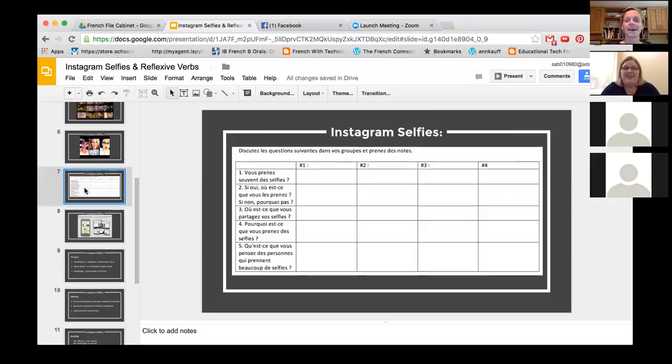Wait, Rachel, Eric is asking, what level of French is this? This is French 2, but it's an advanced French 2 honors. I think it could be easily adapted. Level 1 might be a little bit challenging, but for levels 2, 3, and 4, I would use this unit in an AP class as well, on the aesthetic. So I think it could be adapted for any level, but I have done this with my honors French 2.